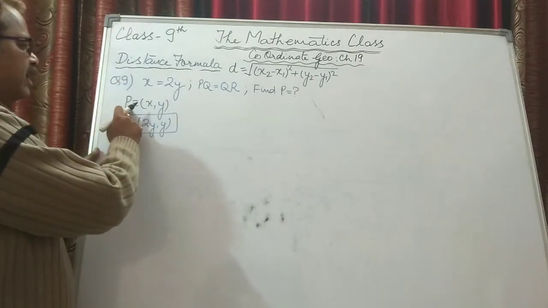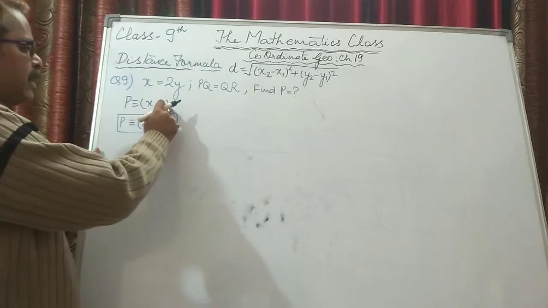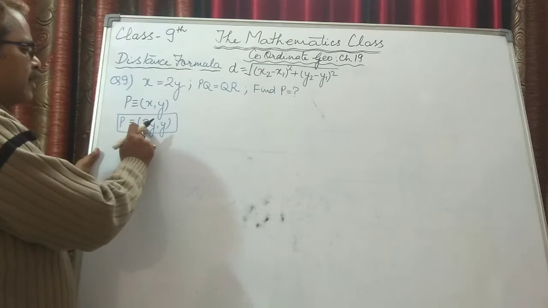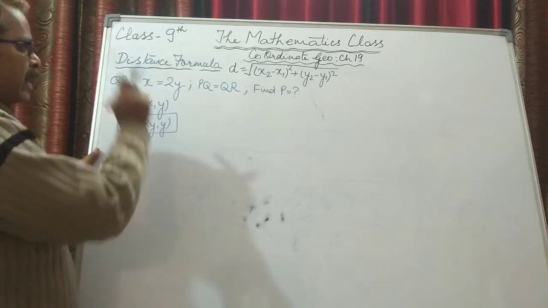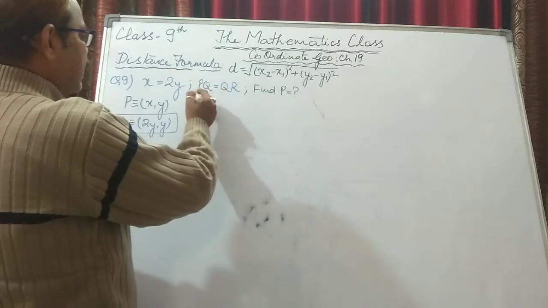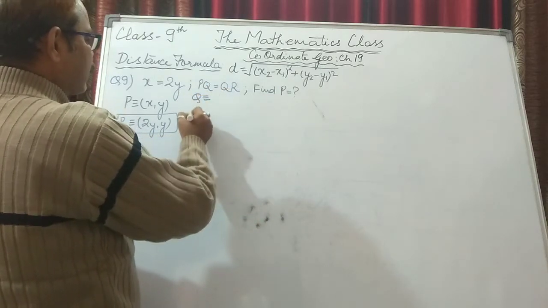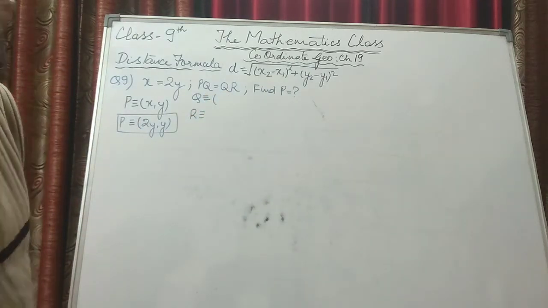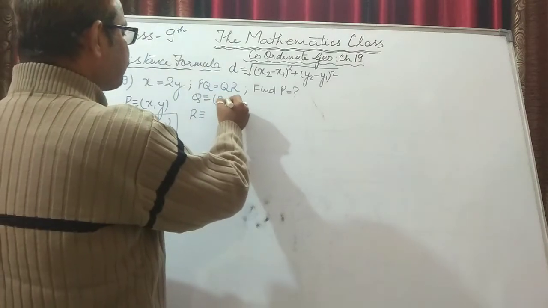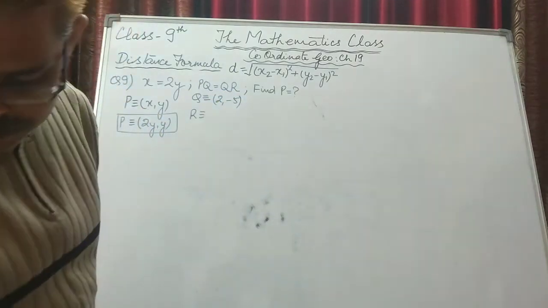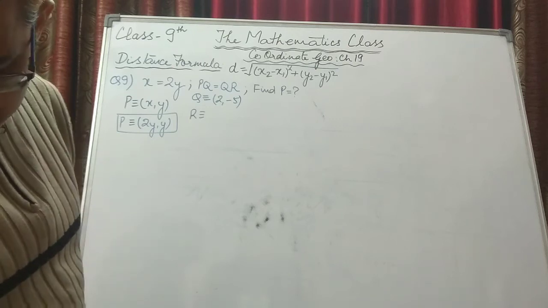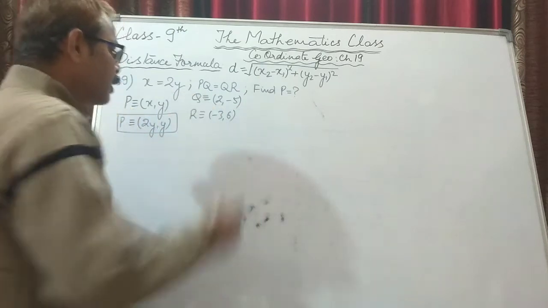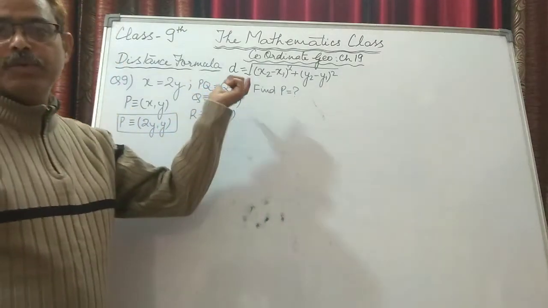Means the coordinates of P basically are this. Though we have taken let the coordinates of P be x comma y, the condition is given that x is equal to 2y. So in place of x we will put 2y. So now the coordinates will become 2y comma y. Then they say PQ is equal to QR, and the coordinates of Q and R are given. Coordinates of Q are 2 comma minus 5 and coordinates of R are minus 3 comma 6.